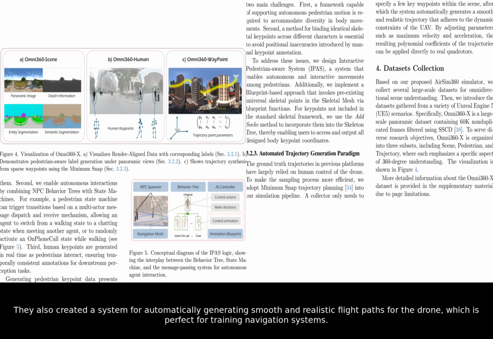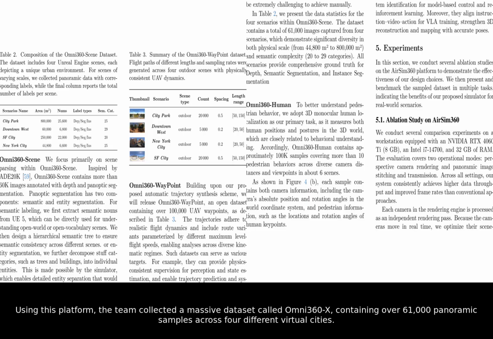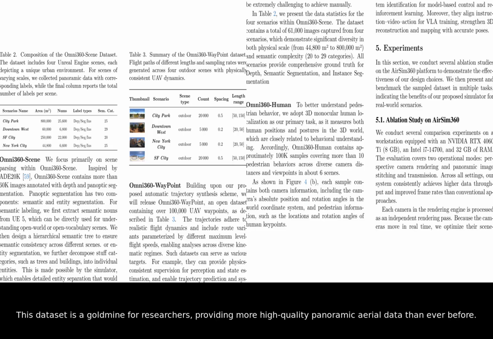training navigation systems. Using this platform, the team collected a massive dataset called Omni360X, containing over 61,000 panoramic samples across 4 different virtual cities. This dataset is a goldmine for researchers, providing more high-quality panoramic aerial data than ever before.